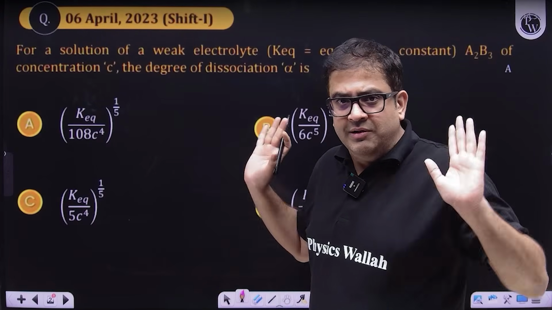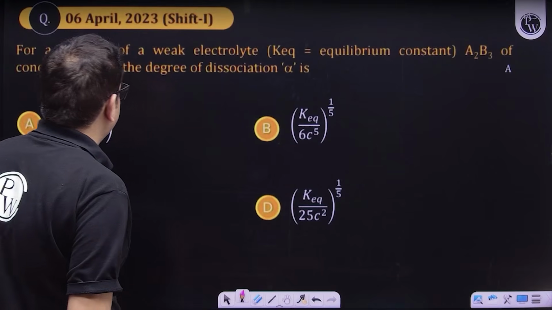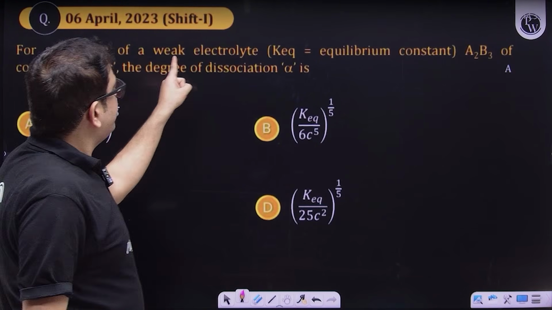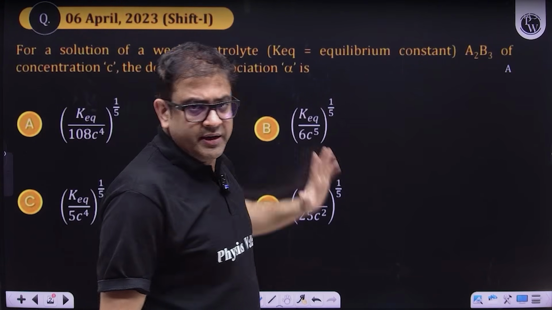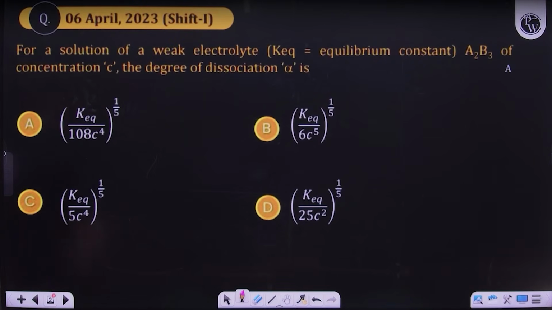Now we'll start discussing questions also, because we have covered quite a bit of theory. Now, for a solution of a weak electrolyte, the equilibrium constant is given. Okay, sir. Okay, again, that terminology, you just practice, you just start attempting, and then we will come.